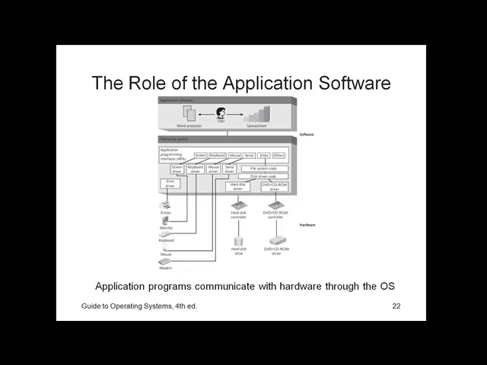In this screen, we look at how application programs communicate with hardware through the operating system. As I said before, if you think about each of these applications and programs as different layers, application software generally sits on the top of the layers. The operating system sits between the actual device hardware and the applications and allows the applications to communicate not only with each other, but with the specific hardware devices in use.